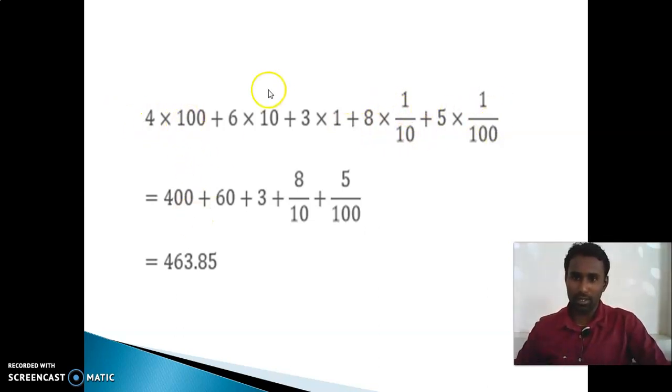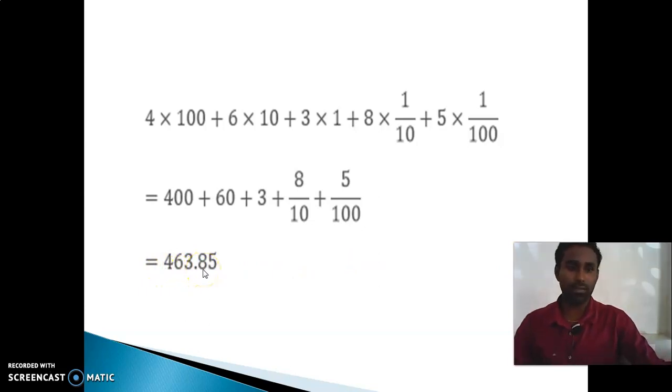So 4 into 100 is 400, 6 into 10 is 60, 3 into 1 is 3. 8 into 1 by 10 is 8 by 10, 5 into 1 by 100 is 5 by 100. So 463, then 0.8, and then 5 by 100, 0.05. If you add all those, 463.85 will come. Okay.